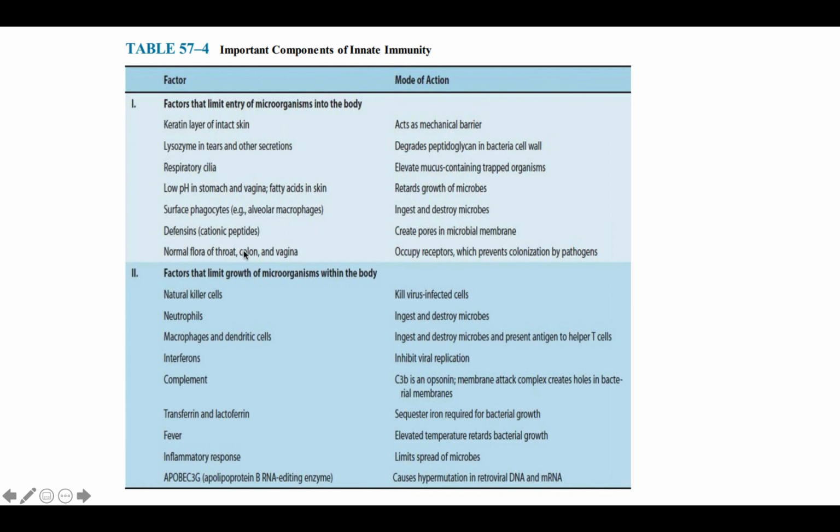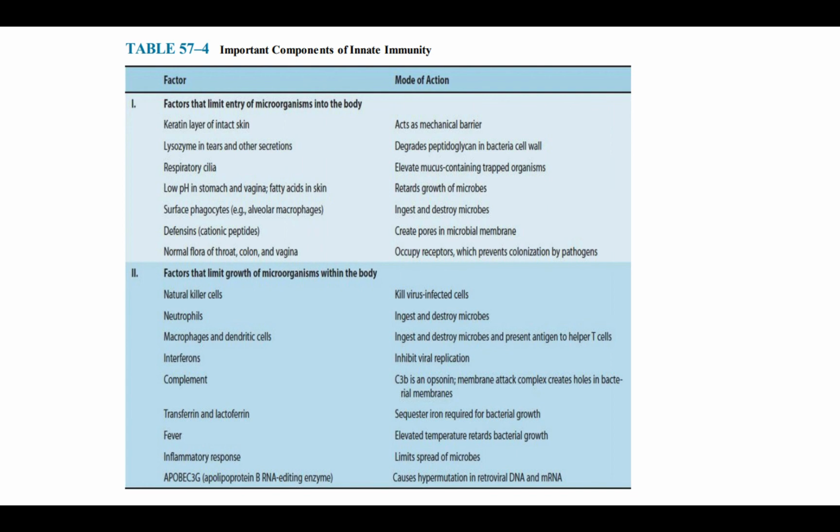We also add normal flora. What does normal flora mean? The normal bacteria, not pathogens, that are present on your skin and in your mucous membranes. All of them are there, occupying space. Because they're occupying a certain space, a certain niche, as we said, they are preventing other pathogenic bacteria from colonizing or causing infection. This is another component of your innate immunity.